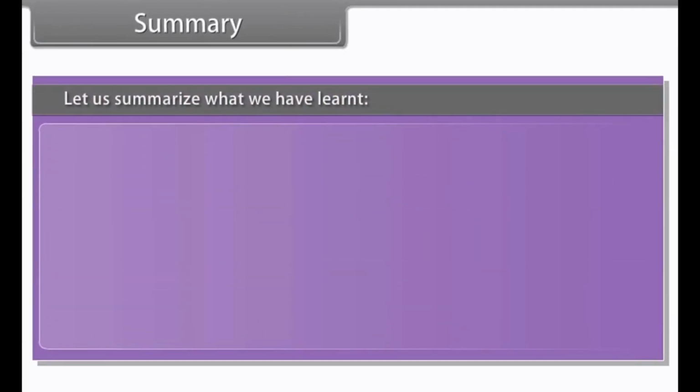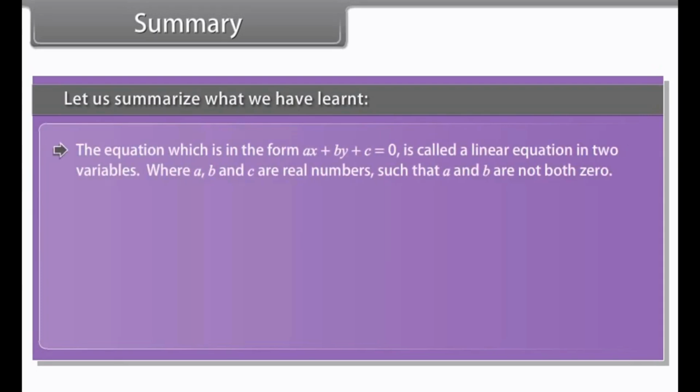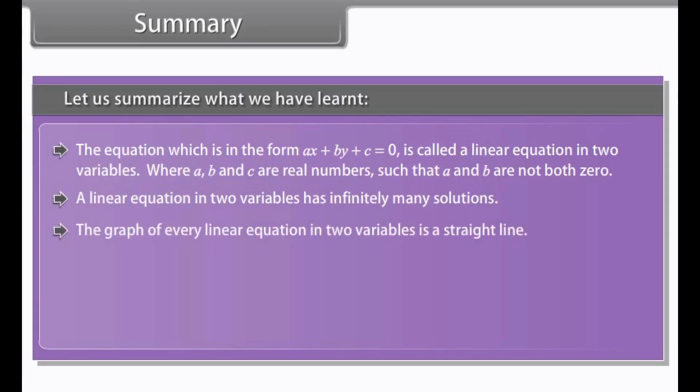Let us summarize what we have learned. The equation which is in the form ax plus by plus c is equal to 0 is called a linear equation in 2 variables, where a, b and c are real numbers such that a and b are not both 0. A linear equation in 2 variables has infinitely many solutions. The graph of every linear equation in 2 variables is a straight line.